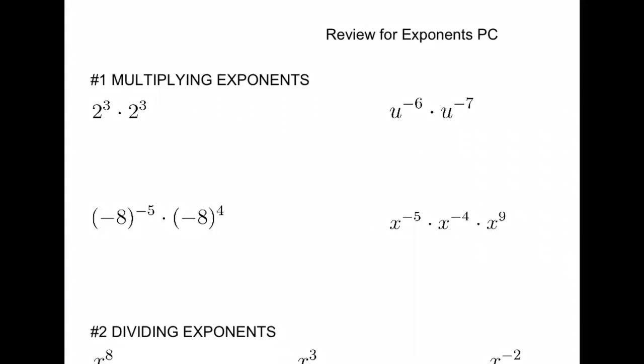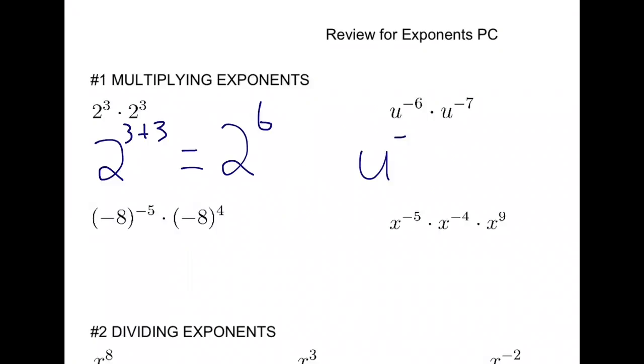So let's review all the different exponent questions for our proficiency check today. Number 1, when we multiply exponents, what do we do? Well, as long as they have the same base, this becomes 2 to the 3 plus 3, or 2 to the 6th.